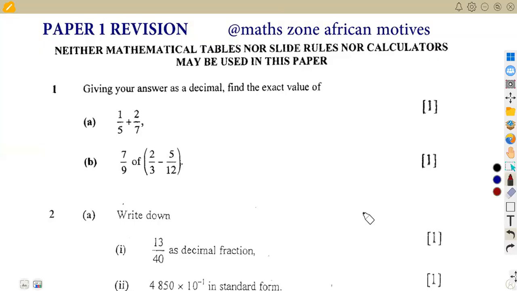I think these were some of the basic questions which are part of our syllabus.